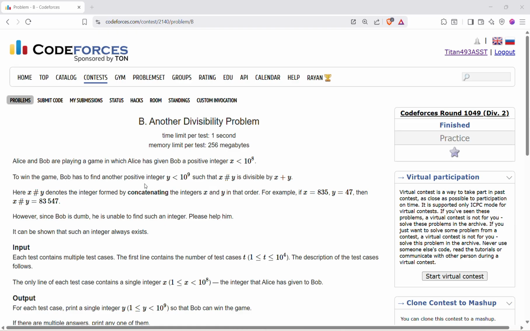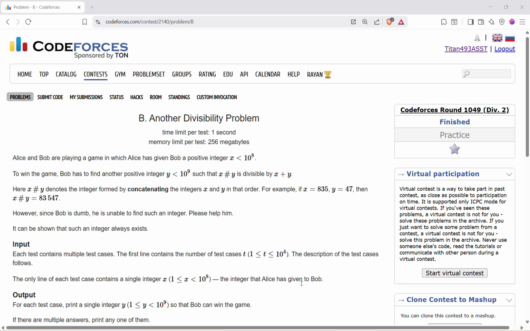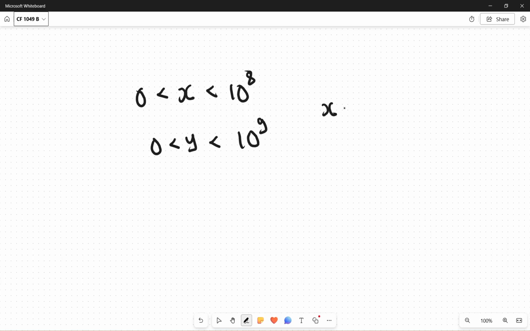So there is a number x. The crux of the problem is, there is a number x which is less than 10 to the power of 8 and greater than 0, and you have to find another positive number y that is greater than 0 and less than 10 to the power of 9, such that x concatenated with y divided by x plus y is an integer. Okay, so x concatenated y modulo x plus y should be 0.